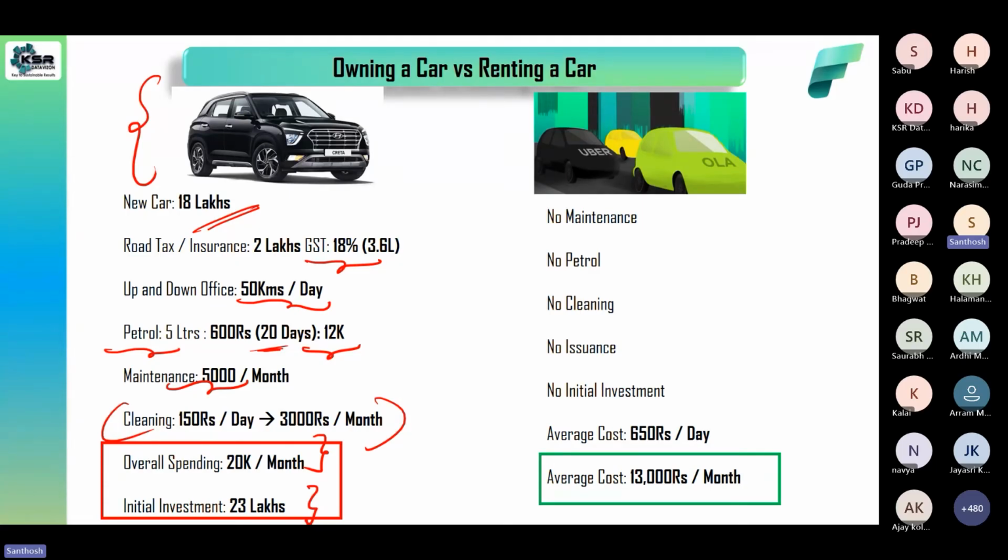So what I thought: where can I drive? Where can I take care? Where can I do all of this? But I can use Ola and Uber. Their only work is to take care of us. If I take an Ola or Uber ride to go to my office, first of all, there's no tension, no maintenance, no petrol, no cleaning, no insurance, no initial investment. I need to spend 650 rupees per day for traveling, and that is at the right charge. I'll end up paying only 13,000 per month.